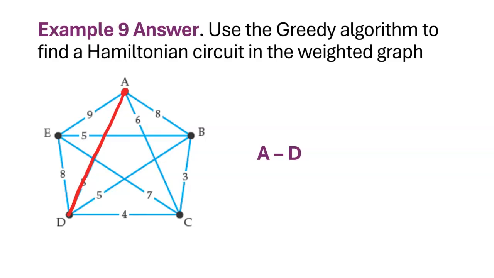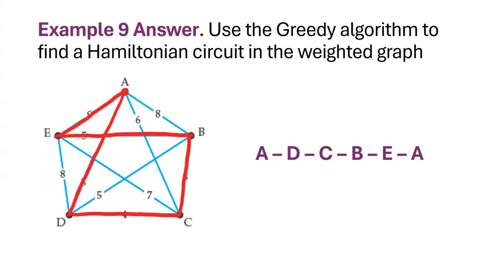From D, the smallest traveling time would be 4. So I go to C, and then B, and then E, and then back to A. And I actually traveled through all of the vertices. My total weight was 26. So we could say there were 26 minutes of traveling time, visiting all locations, starting at A and ending at A.